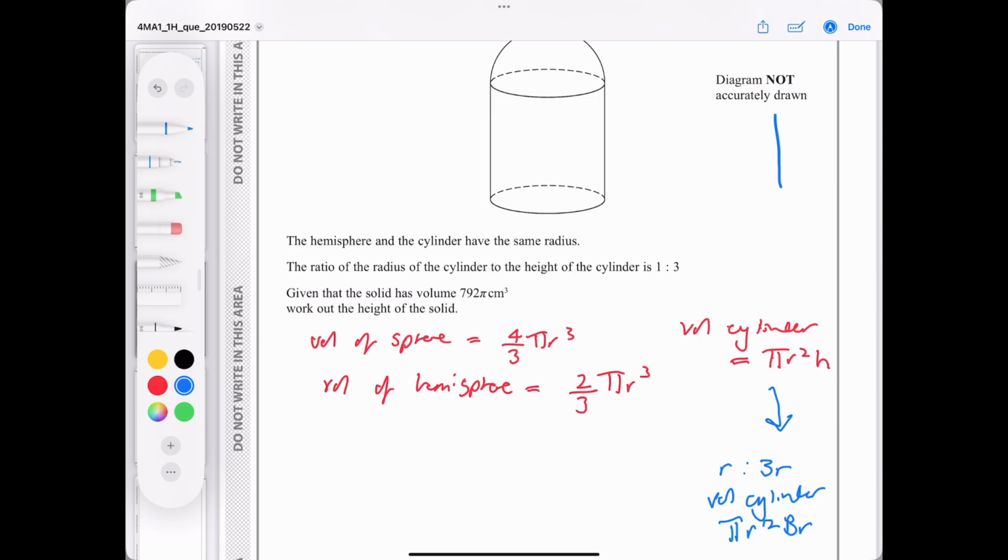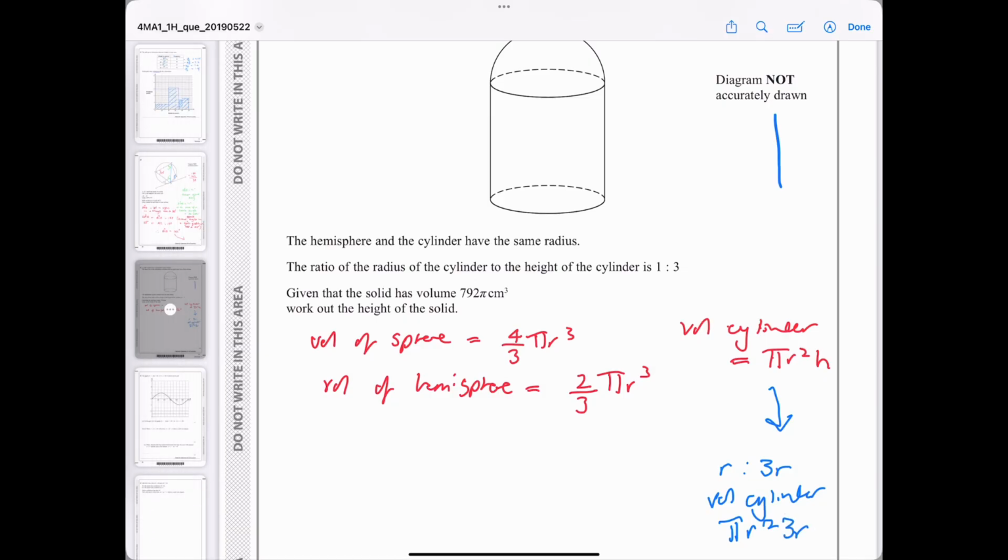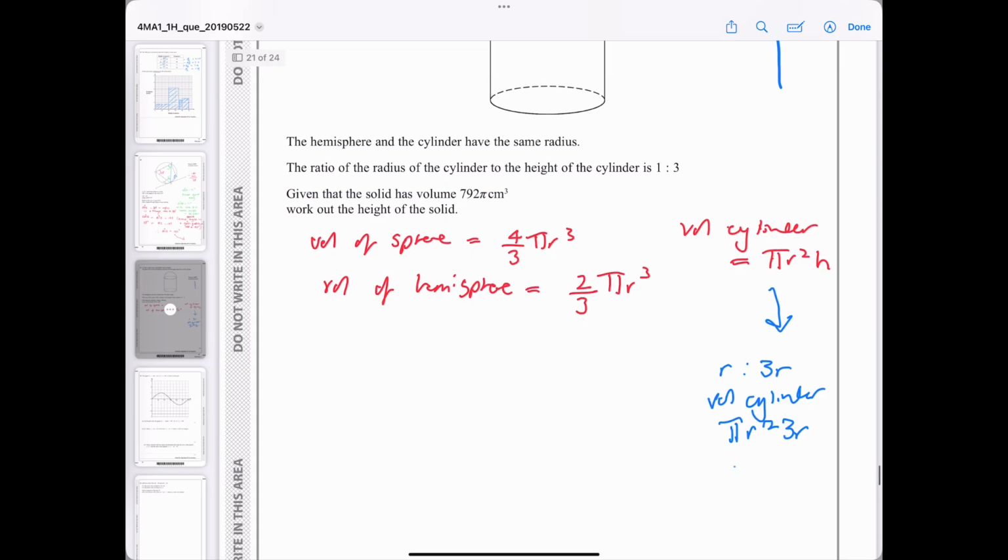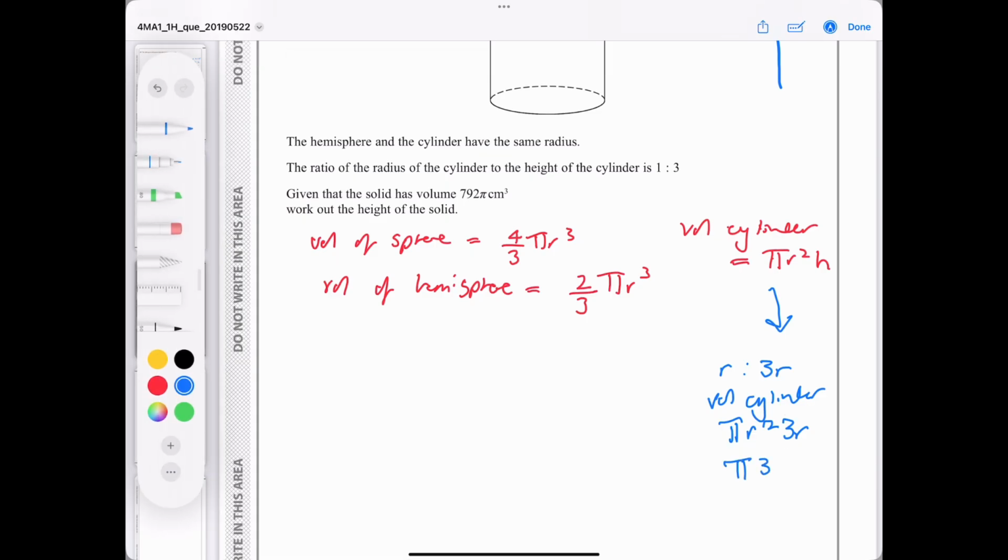Oh, good, that's not 3, is it, idiot? Don't do negative self-talk. I'm allowed to. So that would equal pi 3r cubed. So we've taken that information and put it in there. Now, given that the solid has a volume of 792 pi centimetres cubed, work out the height of the solid. Once we've worked out the radius, we put it back into this and we'll find the answer.